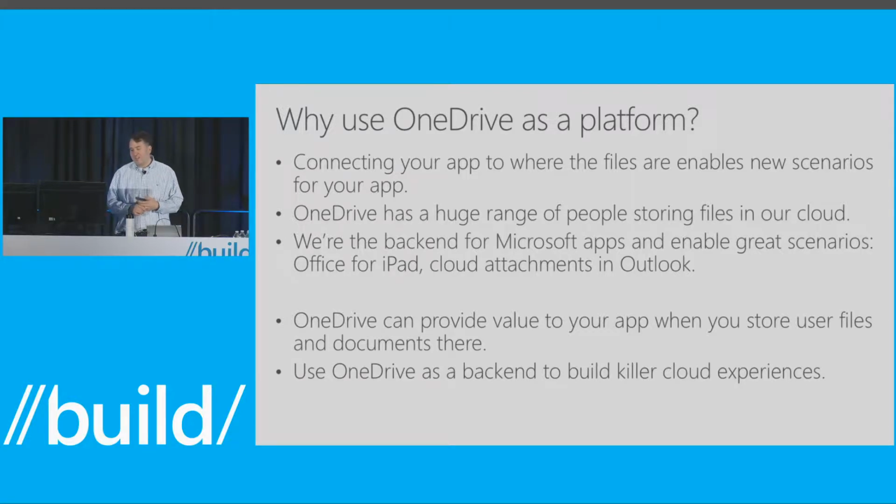We're also the backend that backs all of these Microsoft apps and provides really great cloud scenarios. If you've used Office for iPad, you know that every time you open a file, every time you save a file, it's just going to OneDrive. We're the backend that powers that app. You can also look at a new feature in Outlook called Cloud Attachments, where instead of actually sending attachments around, you're sending sharing links to those files, and those files live in OneDrive. So there's really neat scenarios around user content that you can power by integrating deeply into OneDrive, and we can provide that value relatively easily.